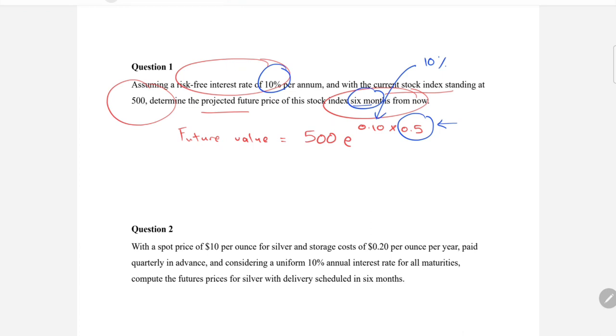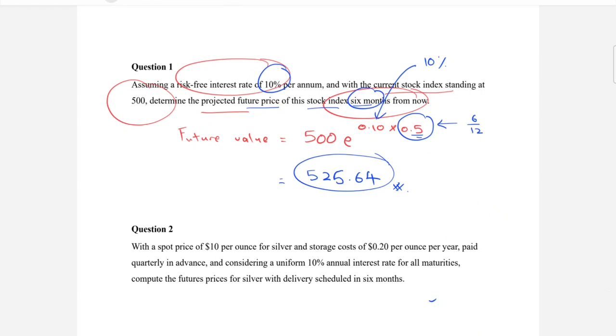So how can we know that 6 months is 0.5 years? What you need to do is take the 6 and divide it by 12, and you will notice that 6 over 12 is basically 0.5 after you convert it into a decimal. Very simple. We can just key everything into the calculator, and the calculator gives us the answer straight away. Here is the answer, 525.64. This simply tells us that the estimated future price for this stock index will be 525.64, 6 months from now.